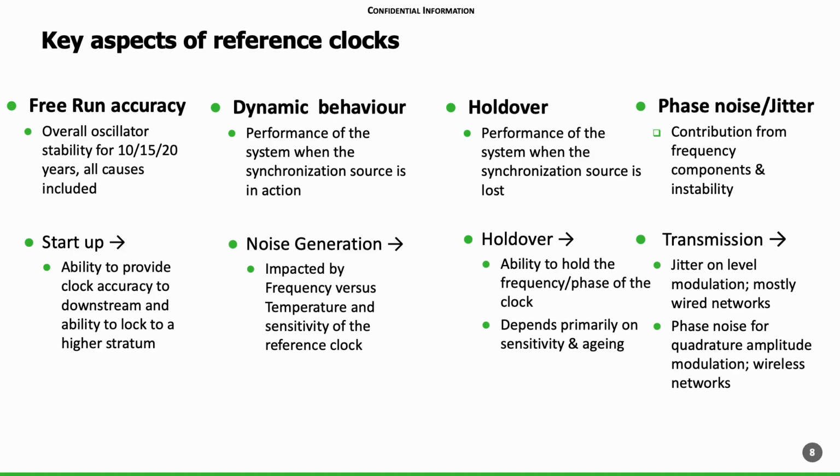Wired transmission networks primarily use level triggered detection probabilities, and variation of the clock, or jitter, has an impact on the bit error rate. In quadrature amplitude modulation systems, which are commonly used in wireless networks, the phase noise at various frequency offsets is critical.